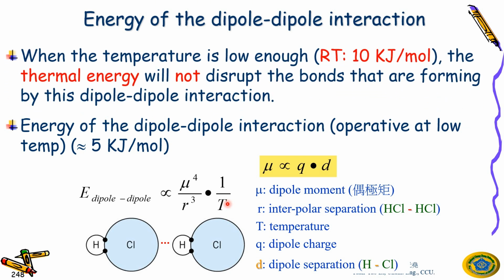Okay? So when the temperature is low enough, RT stands for room temperature. Room temperature is about 10 kJ per mole. Okay? The thermal energy will not disrupt the bonds formed by these dipole interactions. So again, it depends on the thermal energy and the bonding energy. Okay? This high, then this form will be liquid; this low, and then this will be solid, for example.